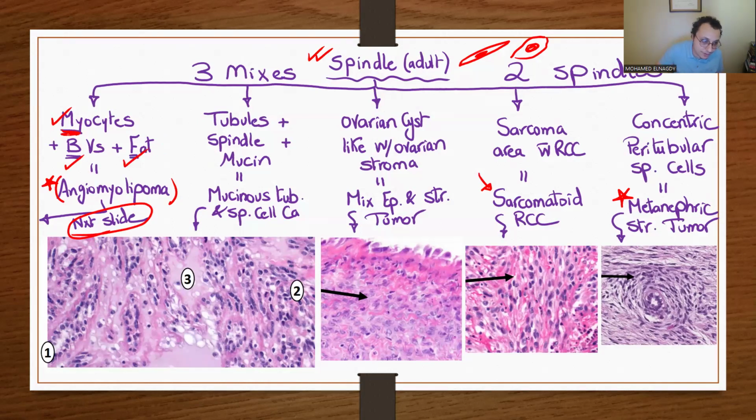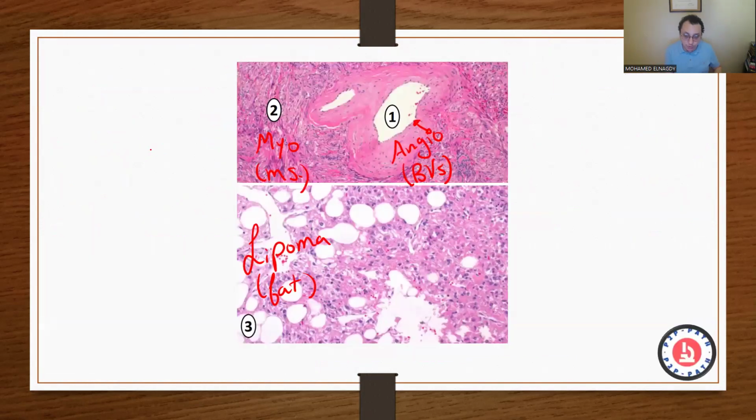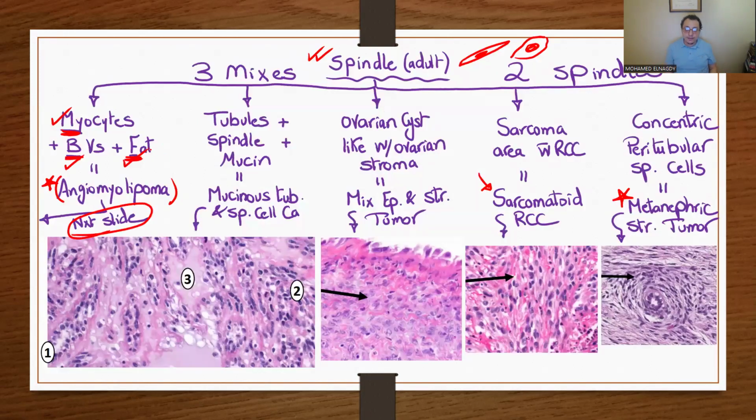Sometimes they say MBF or my boyfriend whatsoever. So that's myocytes, blood vessels, and fats. These are the three components of the angiomyolipoma. You see them here in this picture. I never found angiomyolipoma confusing in questions. Always clear-cut pictures, clear-cut images, easy slides, and it's an easy diagnosis.